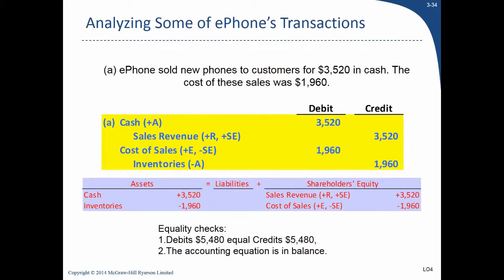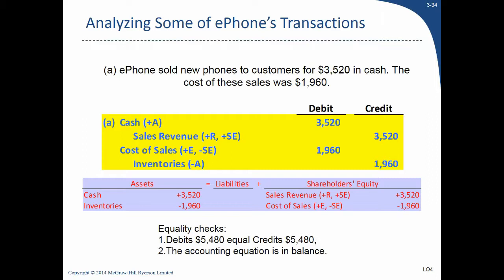Okay, let's keep on moving here. All right, so let's look at some revenue and expense transactions. In the last section, we only looked at asset, liability, equity transactions, okay? These are sales transactions. ePhones sold new phones to customers for $3,520 in cash. The cost of the sales was $1,960.